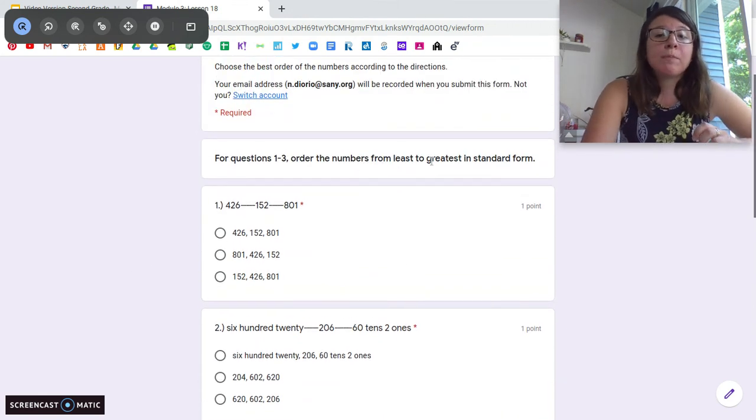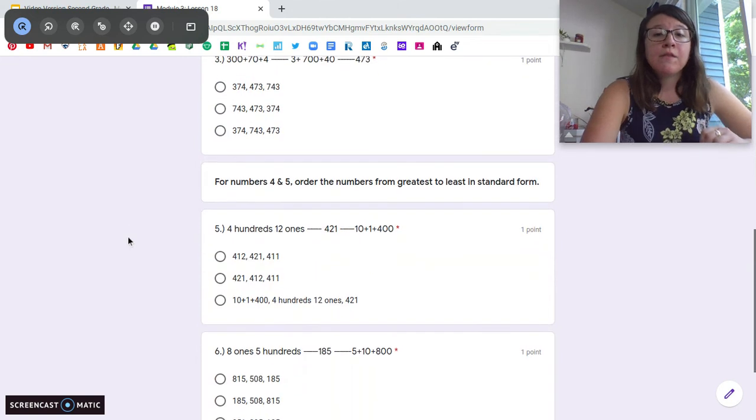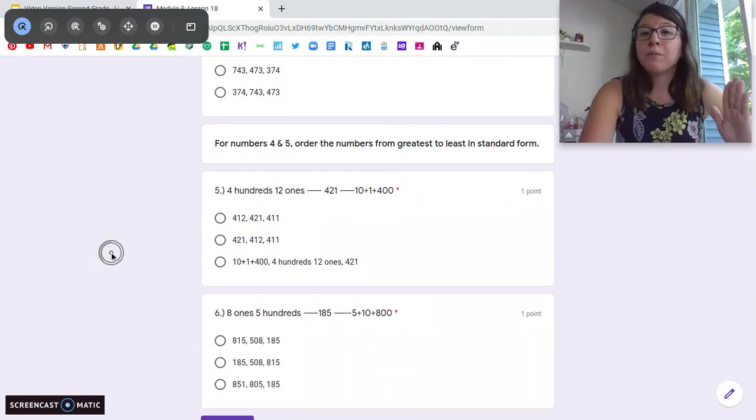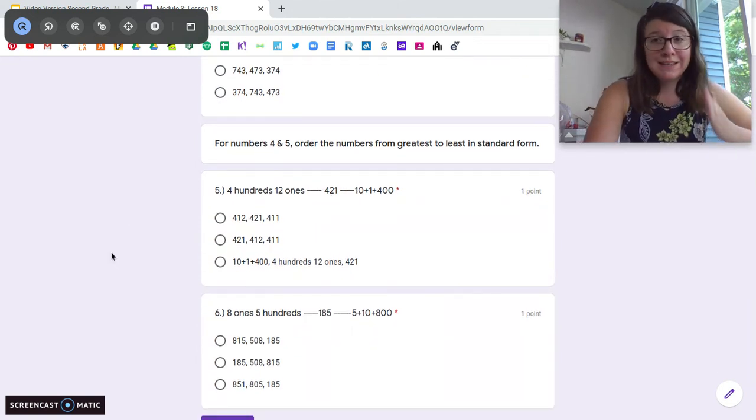Okay? You're picking it in standard form. Least to greatest. Your 3 numbers are separated by lines. For numbers 4 and 5, you're going to do it from greatest to least. Pick it in standard form. Okay? So this, not standard form.